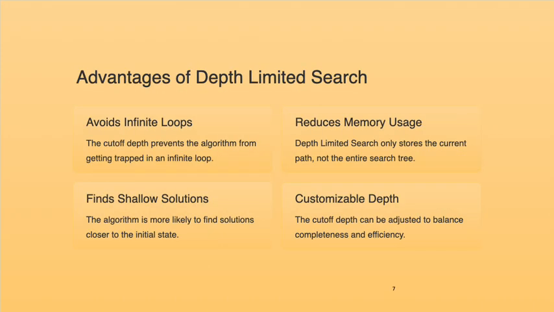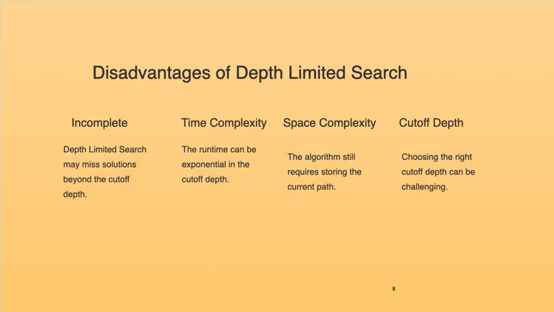Advantages of depth limited search: avoids infinite loops. The cutoff depth prevents the algorithm from getting trapped in an infinite loop. Reduces memory usage. Depth limited search only stores the current path, not the entire search tree. Finds shallow solutions. The algorithm is more likely to find solutions closer to the initial state. Customizable depth. The cutoff depth can be adjusted to balance completeness and efficiency.